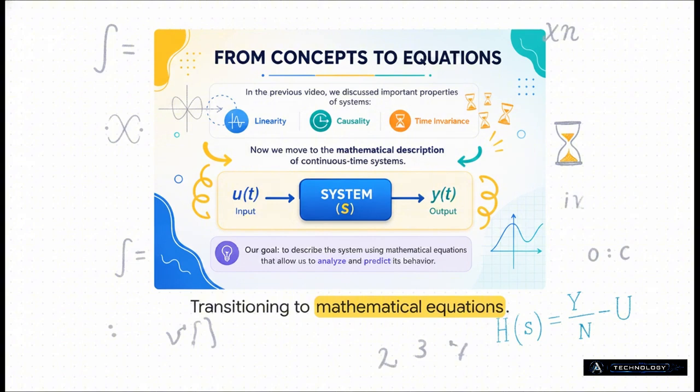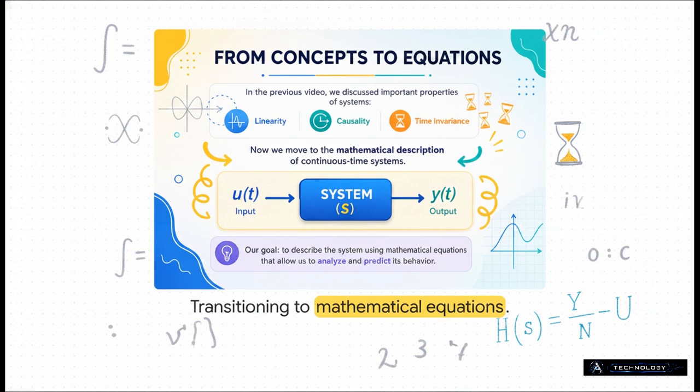All right, so building on our previous explainer, you might remember we laid down some groundwork with three absolutely crucial system properties: linearity, causality, and time invariance. But let's be real, concepts alone just aren't going to cut it if we actually want to analyze real-world tech. We've got to translate this into math.